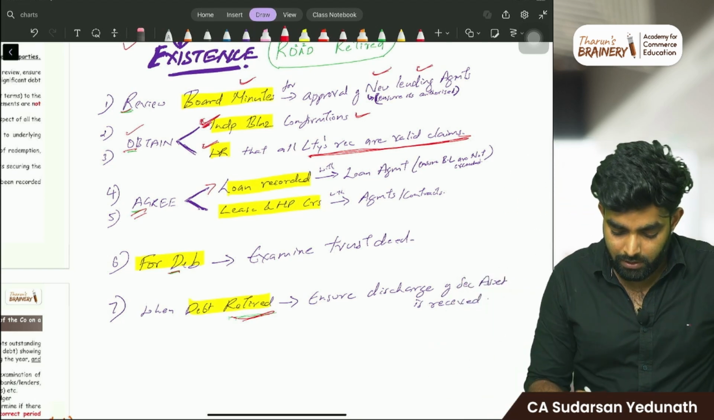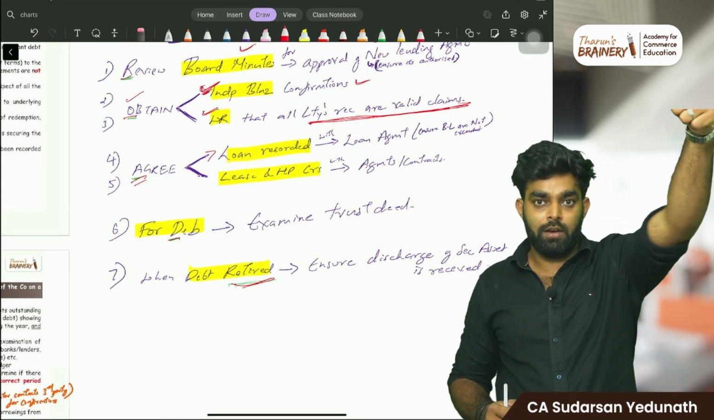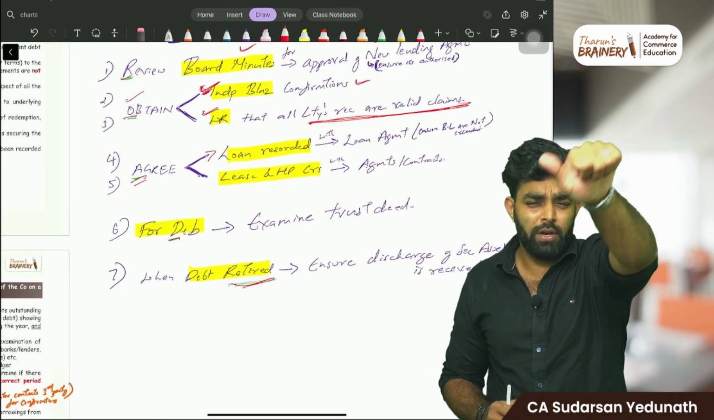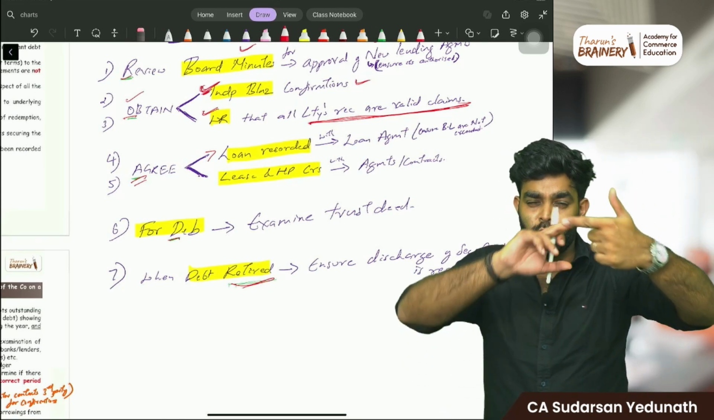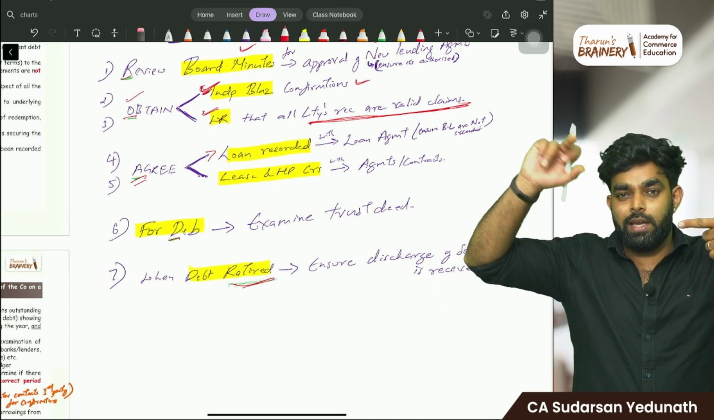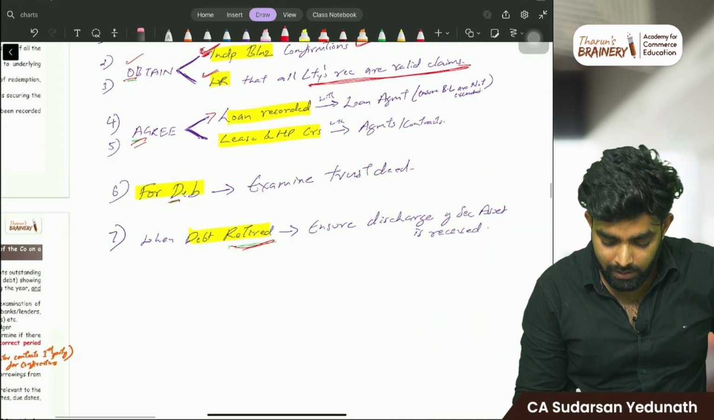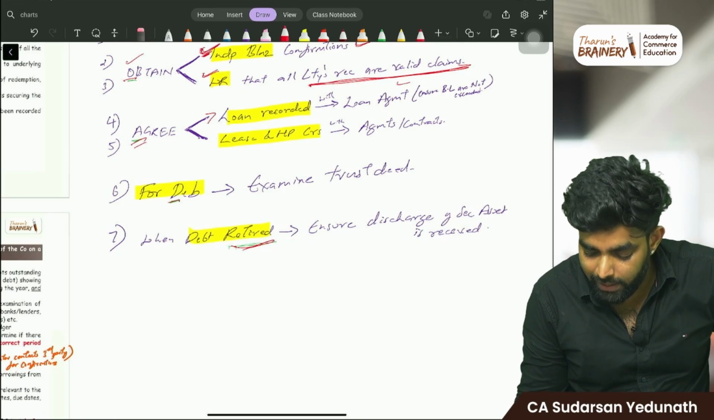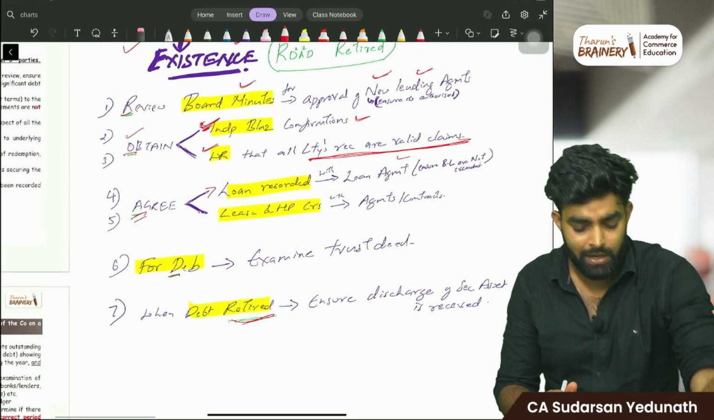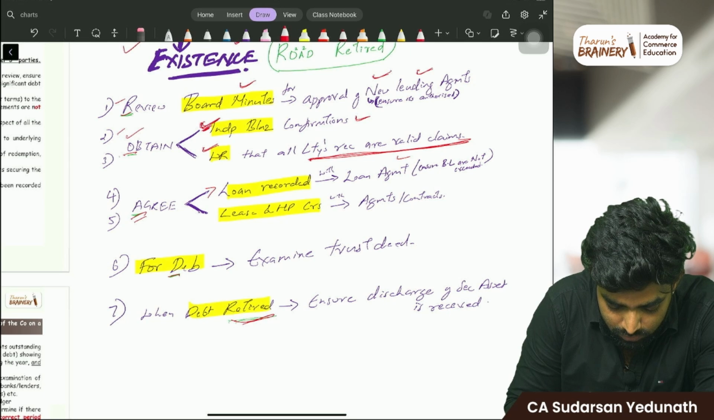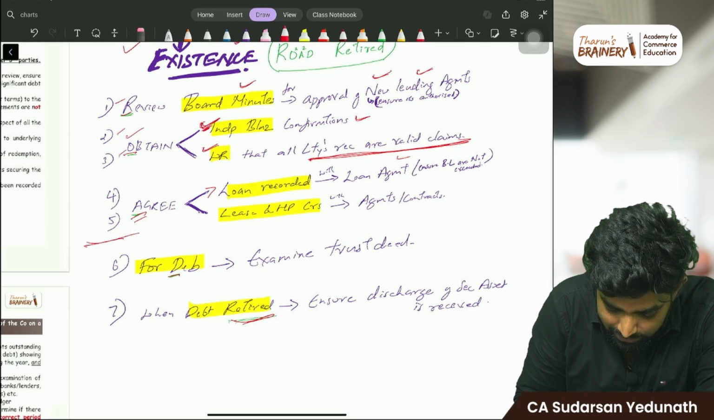That's it. So ROAD means R, review board minutes for new lending agreements. O means obtain. Two things you need to obtain. What are the two things? Independent balance confirmation, written representation. Simple. Then agree loan recorded with a loan agreement. Simple. These points are very simple. Now itself you learned 1, 2, 3, 4 and 5. Done. This much itself is enough.